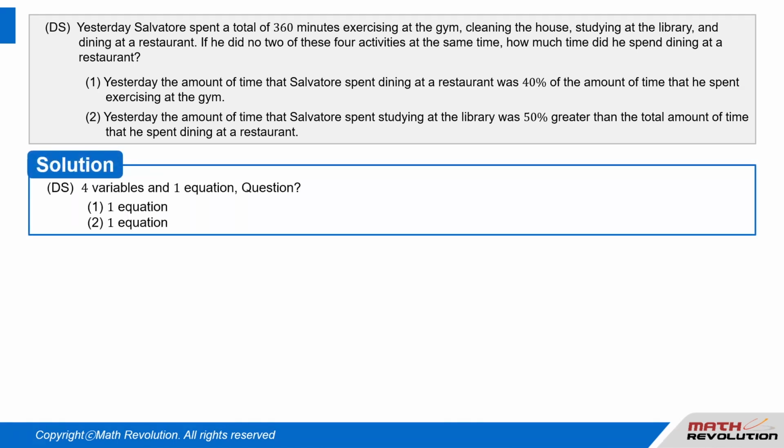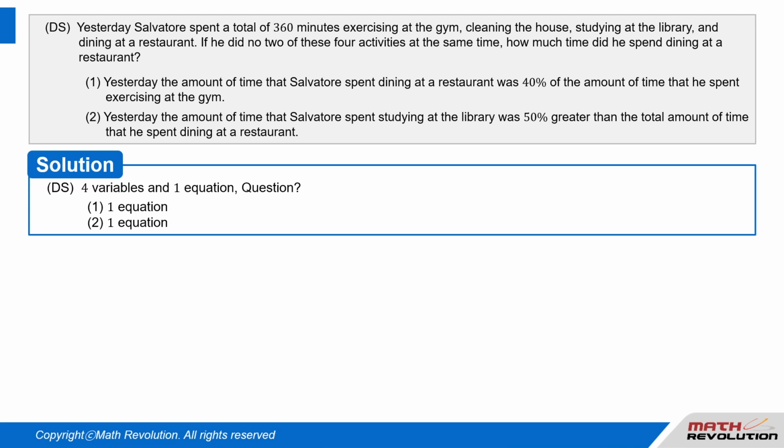Solution. Now we will solve this DS question using the variable approach. DS, 4 variables and 1 equation. Question. Condition 1, 1 equation. Condition 2, 1 equation. DS question with 4 variables and 1 equation.